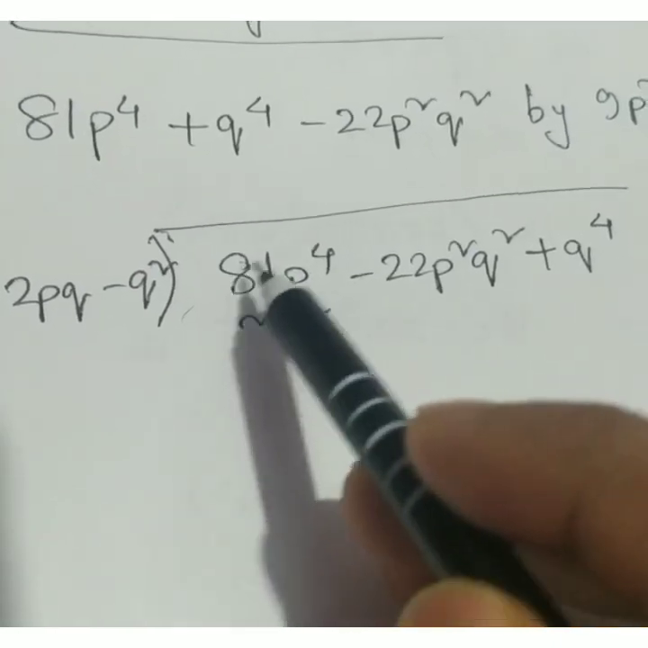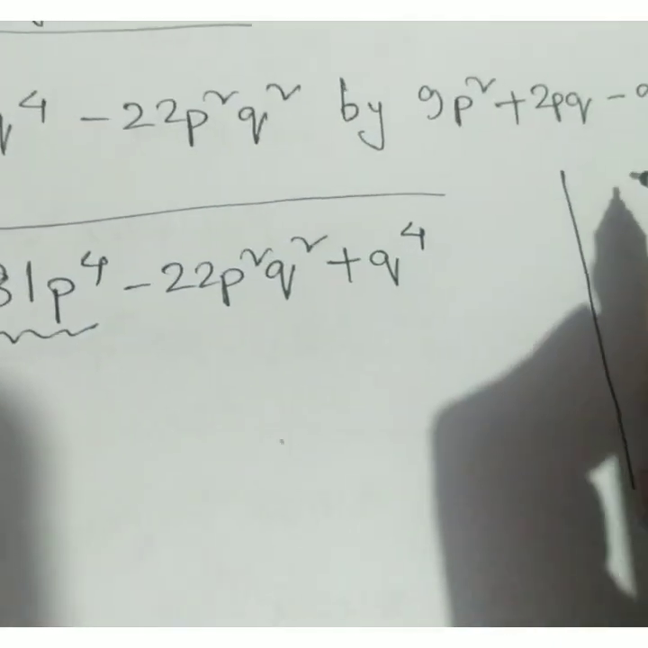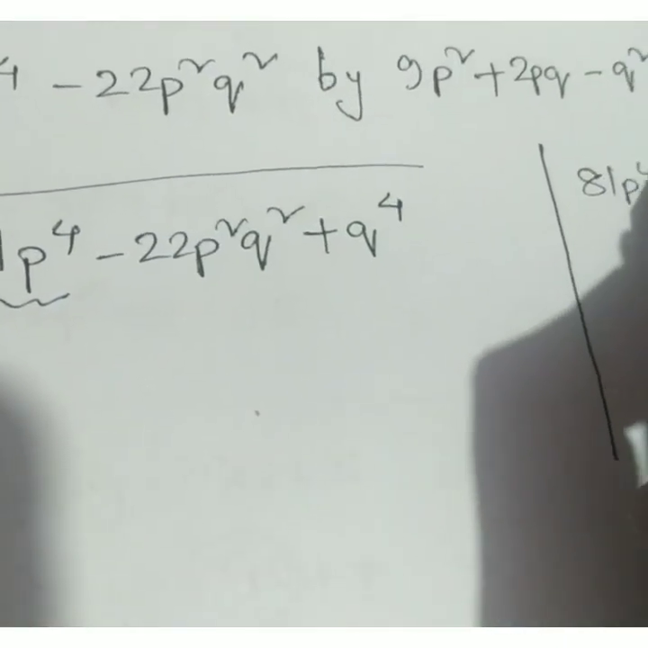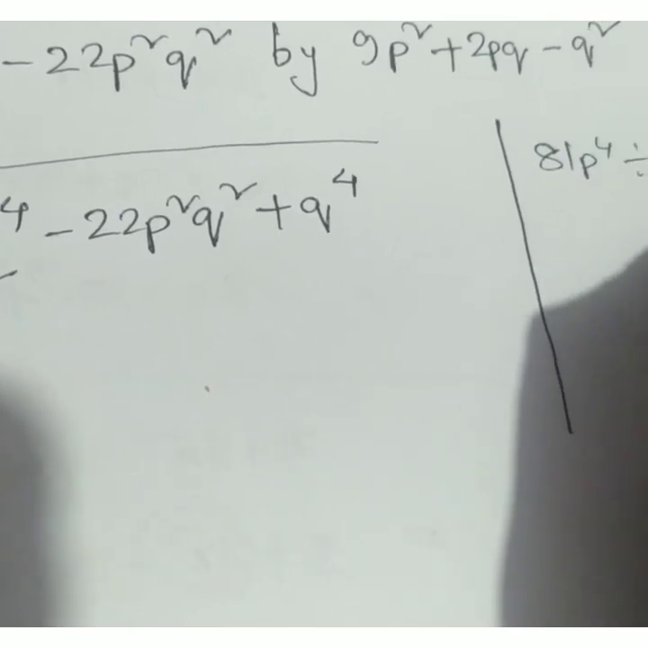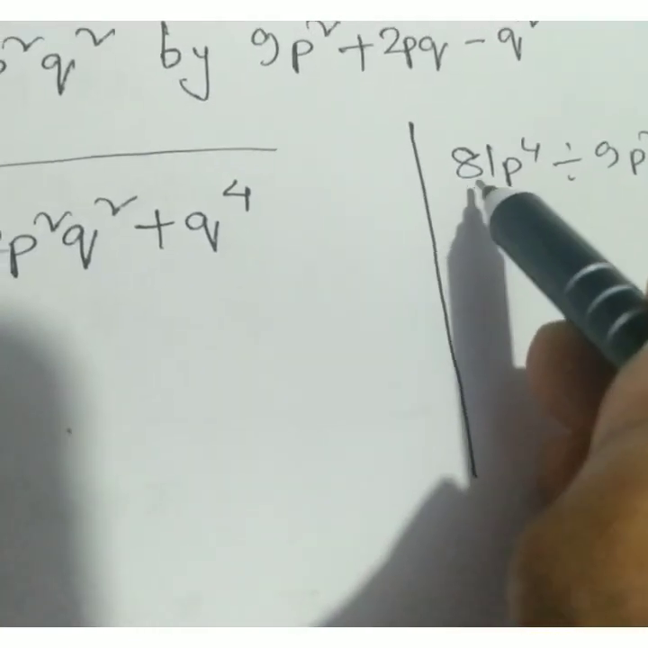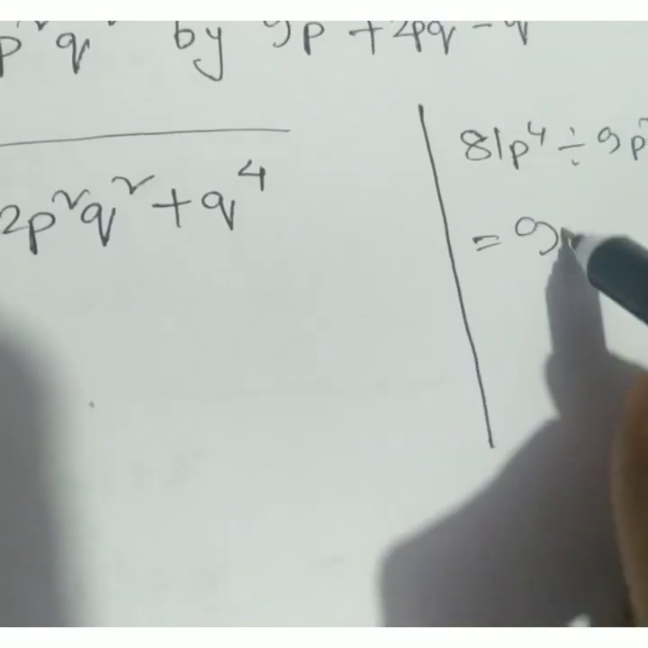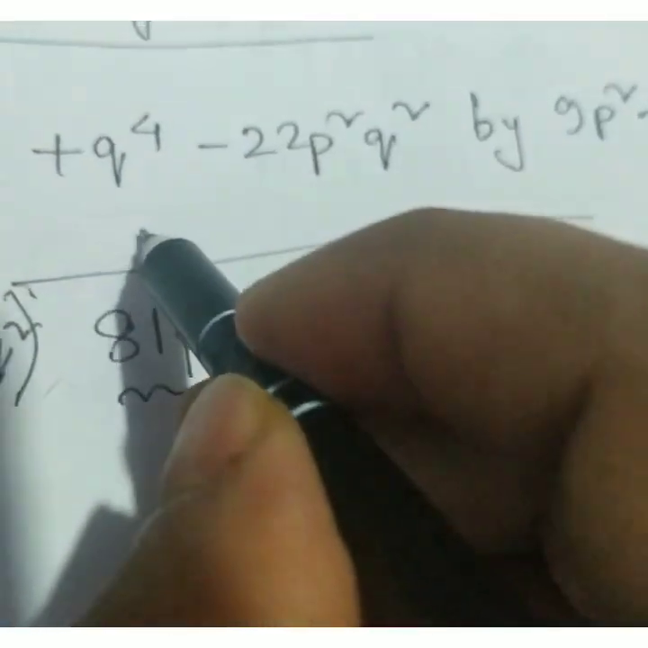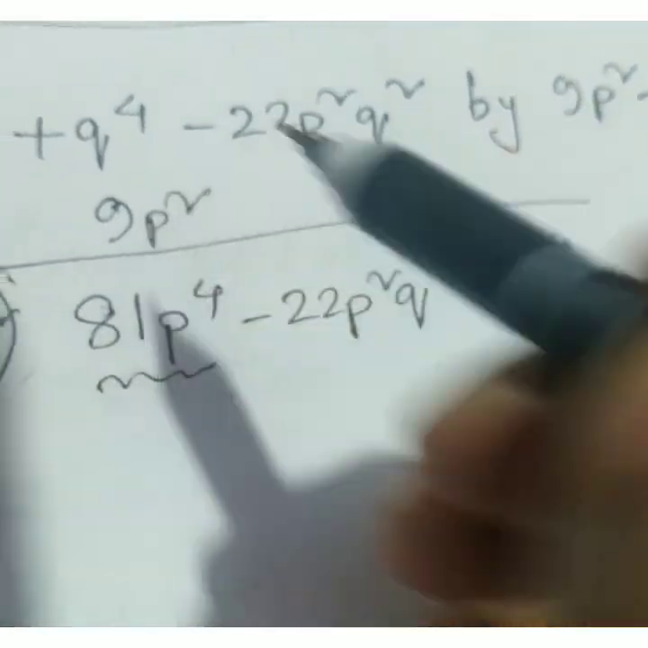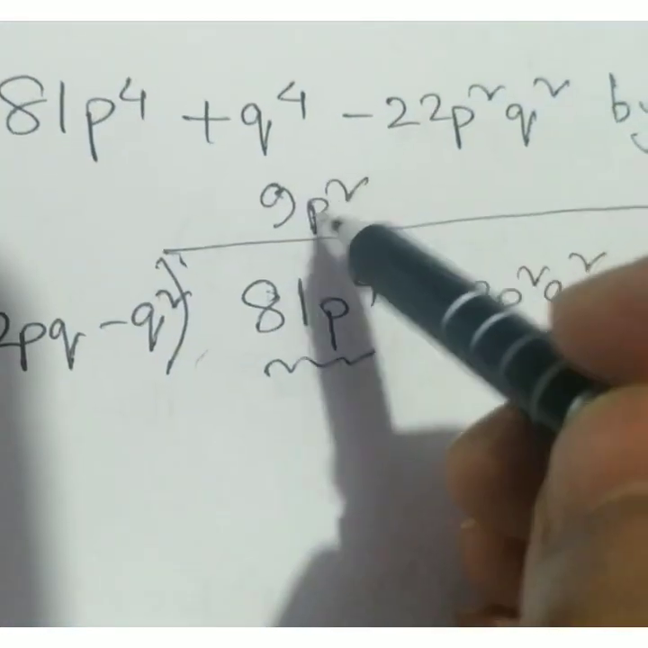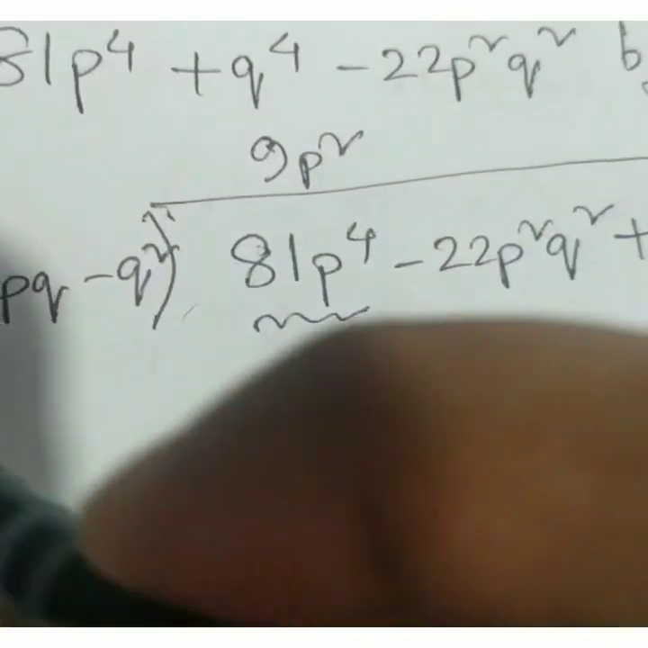First, divide 81p⁴ by 9p². 81 divided by 9, we know that's 9. p⁴ divided by p² is p². So this goes up to the quotient. So we write 9p² over here. Now with 9p², I will multiply all of these.